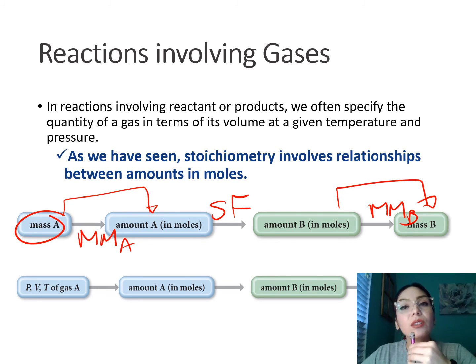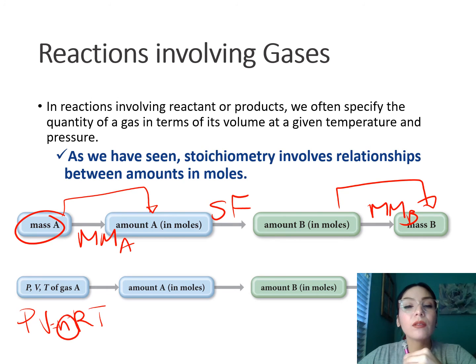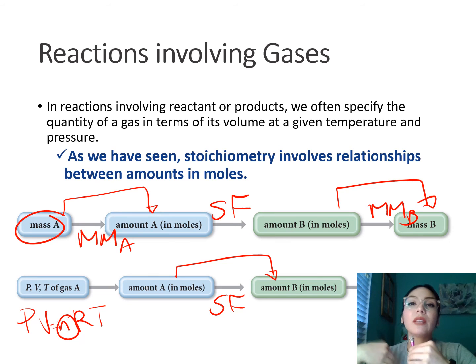Now we can actually do the same thing with gases using PV = nRT. And the reason we can do that is because of the fact that in PV = nRT, we have moles. So we can use that in order to determine moles, and then if we have the chemical equation, we can use the stoichiometric factor to get to, let's say, the product or whatever you need in the chemical equation. But we can use stoichiometry and also apply what we can calculate from the ideal gas law.